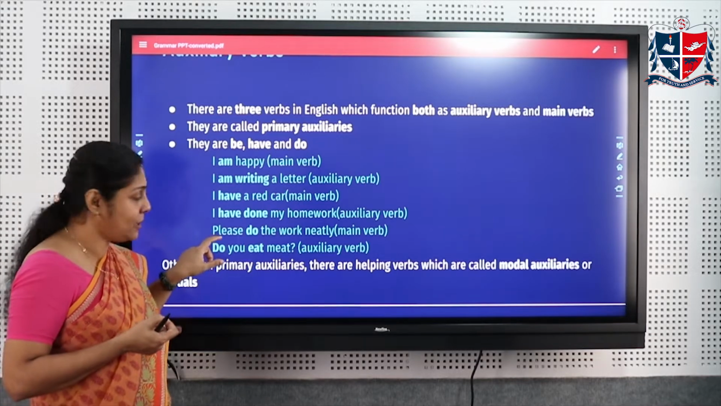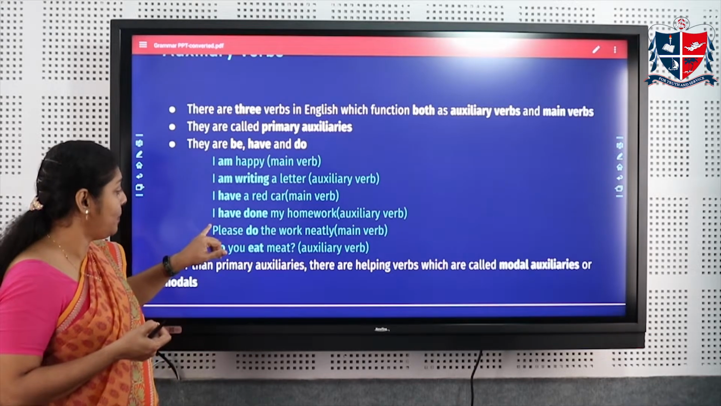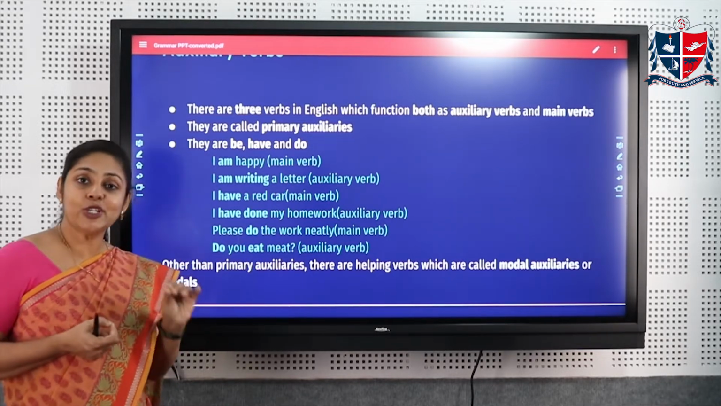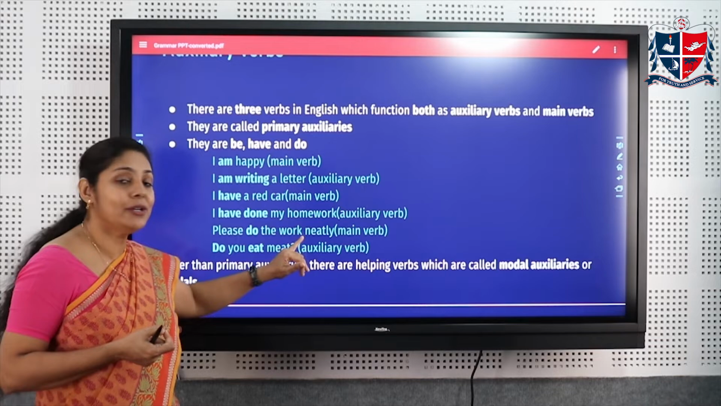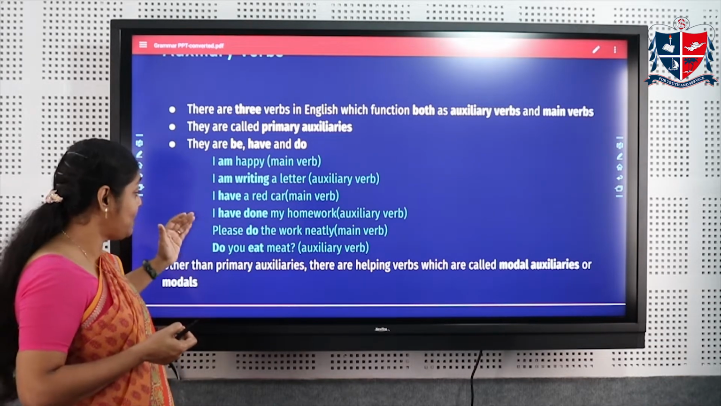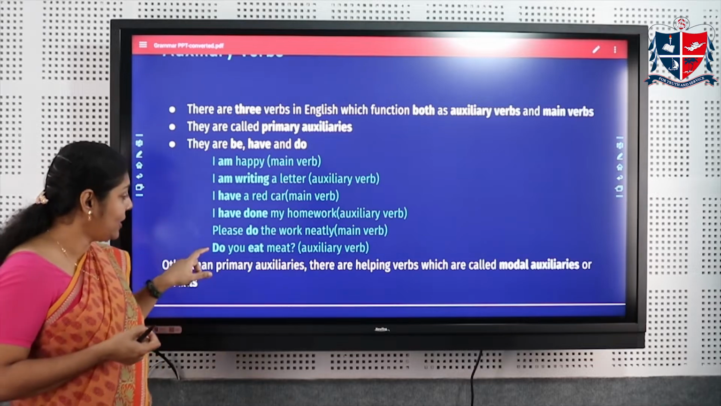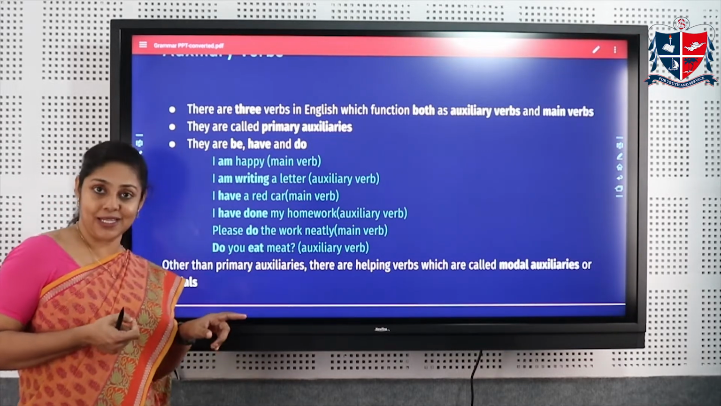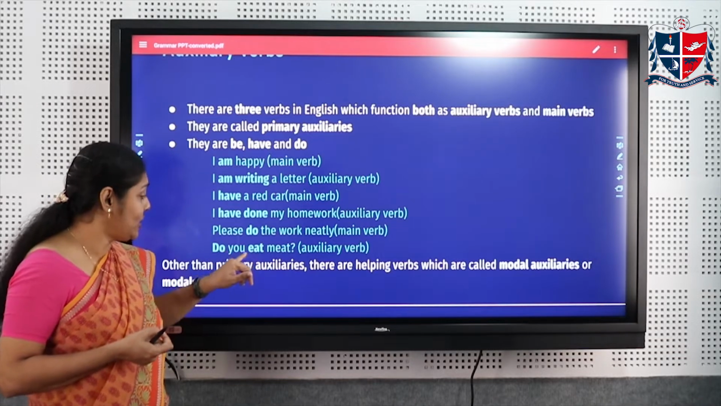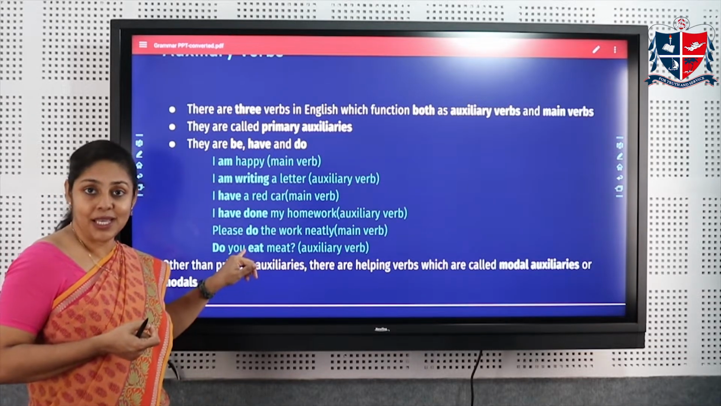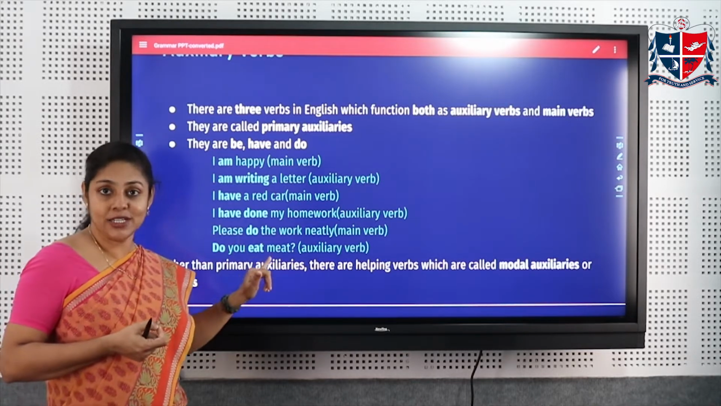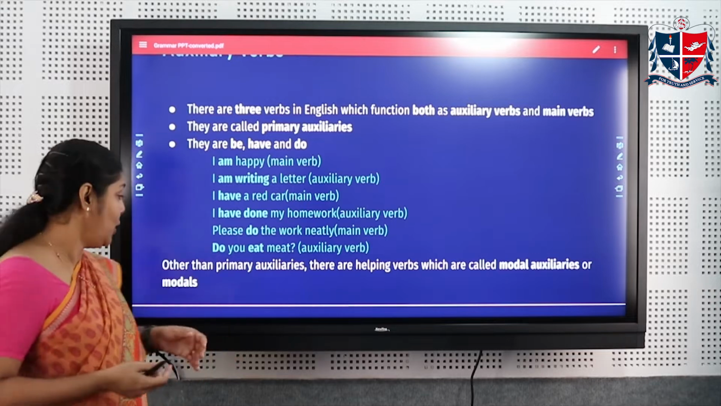And here in these examples of do, look at the first one. Please do the work neatly. In this sentence, do functions as the main verb. There is no other verb in this sentence. Whereas in the second sentence with respect to the verb do, look at this. Do you eat meat? Right? Here, do is used to ask a question and it is used to support this main verb eat, right? So this is an interrogative sentence, or a sentence that's asking a question.